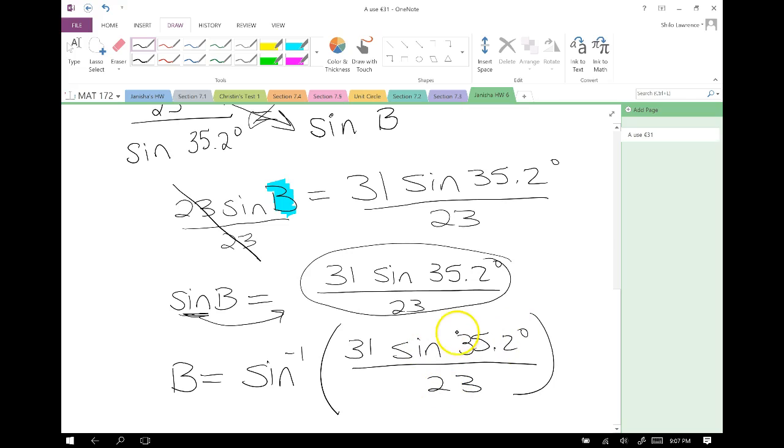Make sure that you close this parenthesis on your angle before you hit divide by 23, because when you hit sine on your calculator, it's going to open a parenthesis. So just make sure you close that because we want the entire thing divided by 23. And then again, make sure your calculator is in degree mode. Hold on one second, I'm going to grab my calculator.